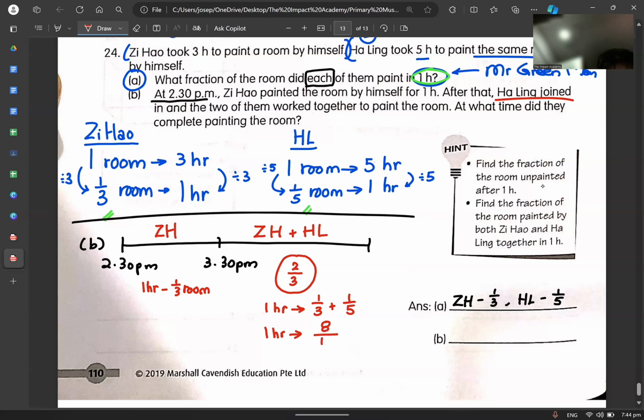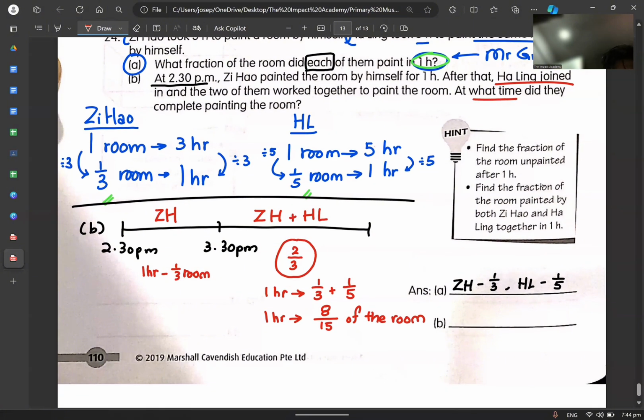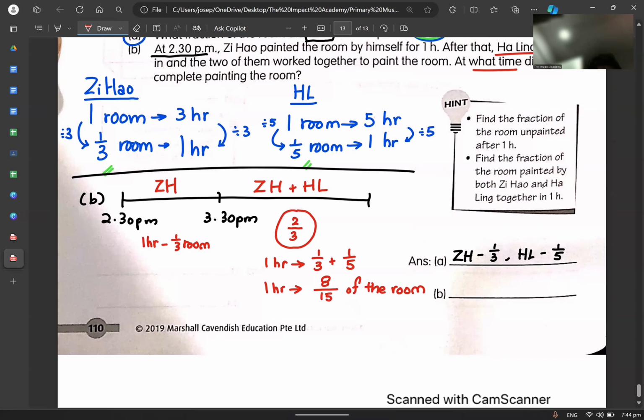Now in 1 hour, they will be able to paint 8/15 of the room. Am I making sense? Okay, but the question is asking what time, right? So you see, in 1 hour they only paint 8/15. Right now, this one is what? This one 1/3. Can we change to over 15 also? 5/15. Agree or disagree? Agree.